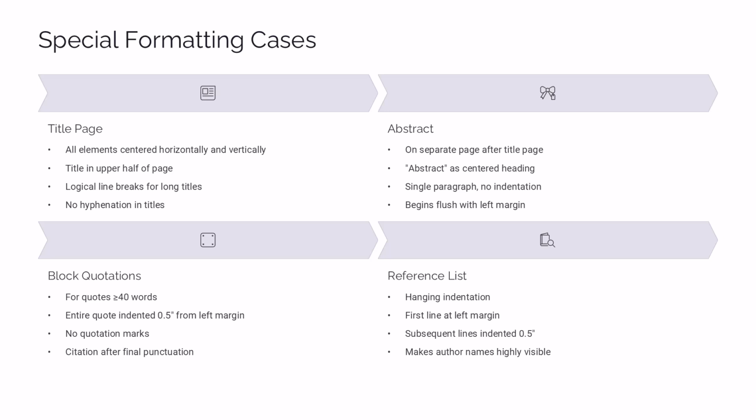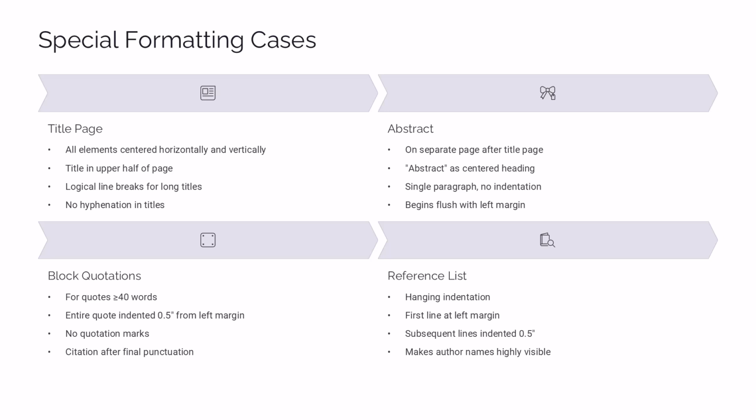Block quotations require special indentation formatting that differs from both regular paragraphs and abstracts. When you include a quotation of 40 words or more, format it as a block quotation by indenting the entire quote 0.5 inches from the left margin. Block quotations do not use quotation marks, and the citation appears after the final punctuation mark. This formatting makes long quotations visually distinct from your own writing and easier for readers to identify and process.